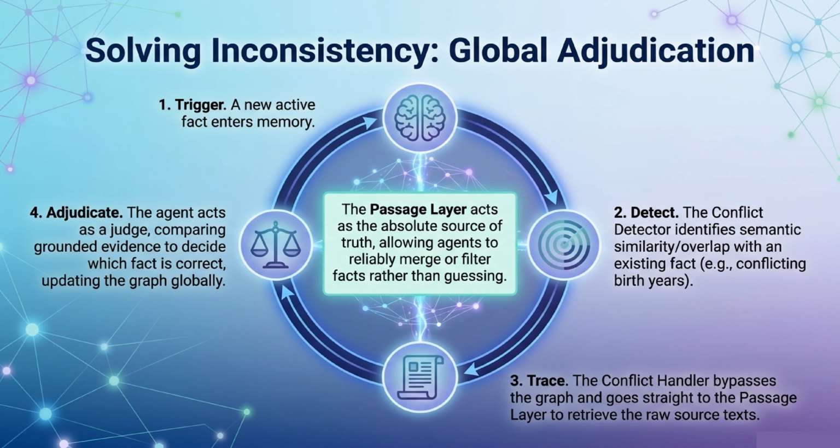To solve inconsistency, we use global adjudication. When a conflict is detected between facts, the conflict handler acts as a judge. It bypasses the graph and traces straight back to the passage layer. Because the passage layer acts as the absolute source of truth, the agent can reliably compare grounded evidence to merge or filter facts, rather than just guessing.